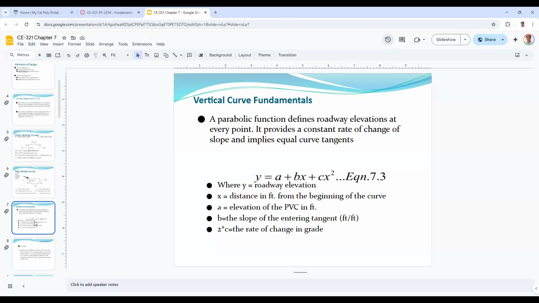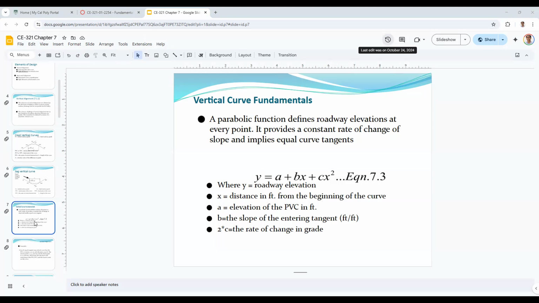So yeah, we are going to talk about designing vertical curves. The way we design vertical curves is by using these equations. If we solve these equations, we can find how the elevation of the points on the curve is related to the x coordinate of the curve location, right?